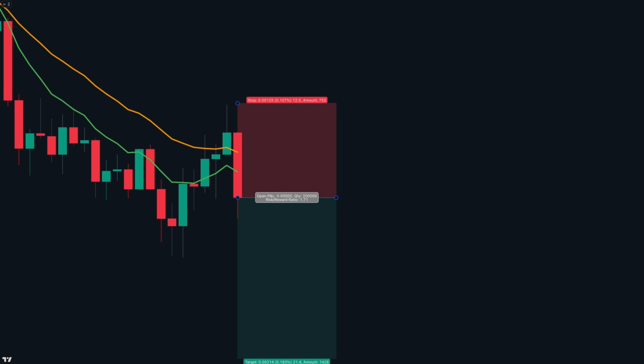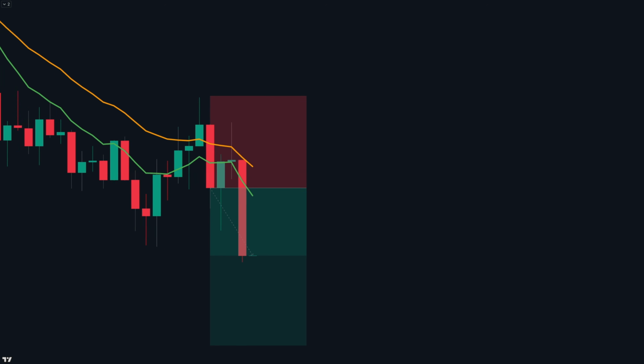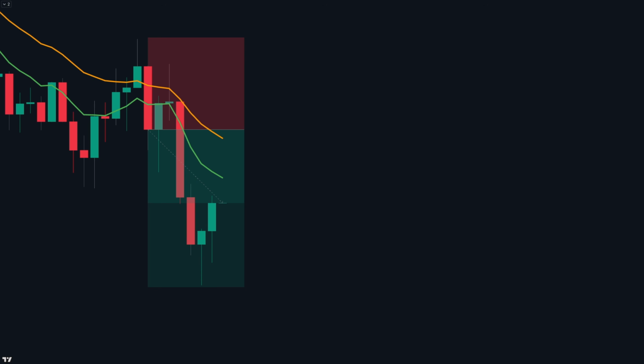Same rules, same discipline, same confirmation process. The beauty of this strategy is its symmetry. Once you understand it in one direction, you understand it in both. This isn't about taking every signal, it's about taking the right signals.